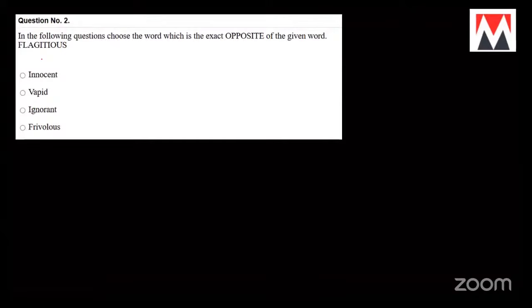So choose the word which is exact opposite of the given word. Flagitious. So what is the word which is opposite to flagitious? Everyone please answer. See, we are writing it like an exam. So please answer the questions.